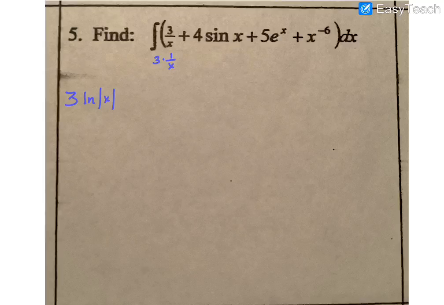Okay. The next term, we're doing the integral of 4 sine x. Well, I know it involves cosine of something. I know it's somehow cosine, and I know that 4 is there. So you have to ask yourself, the derivative of cosine is negative sine. Since this is a positive sine up here, my integral is going to be negative 4 cosine x.